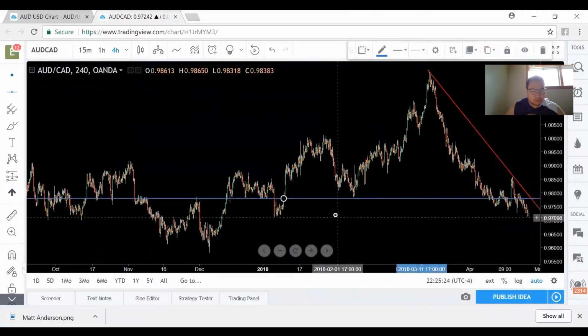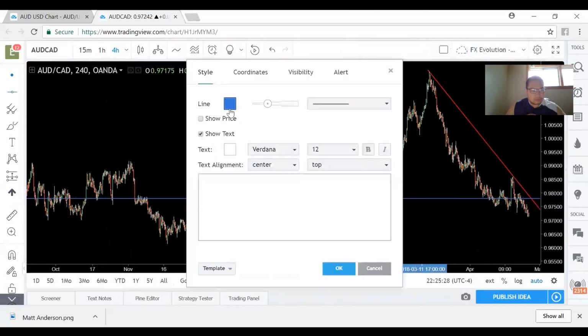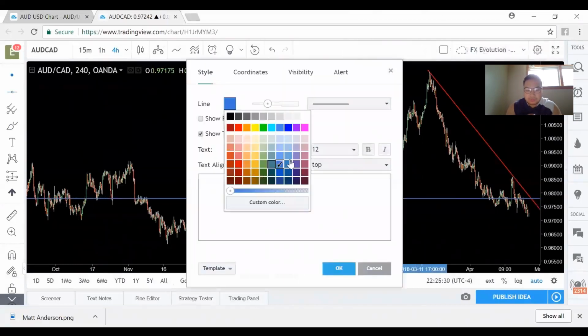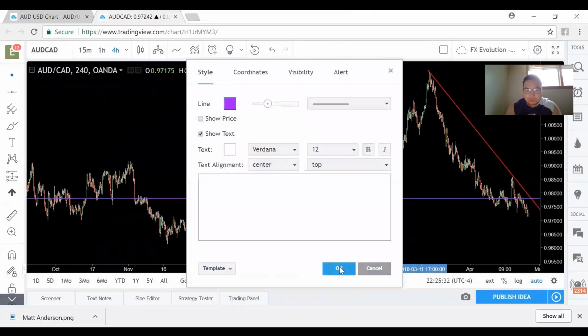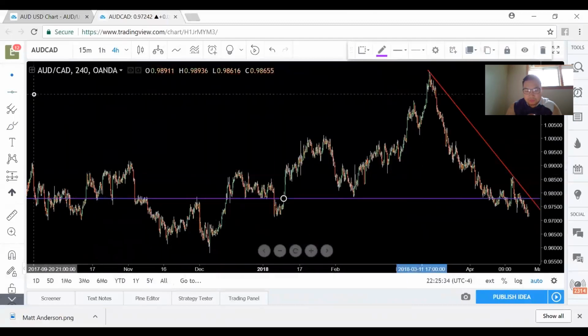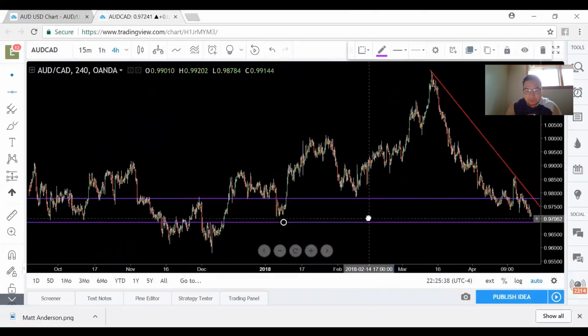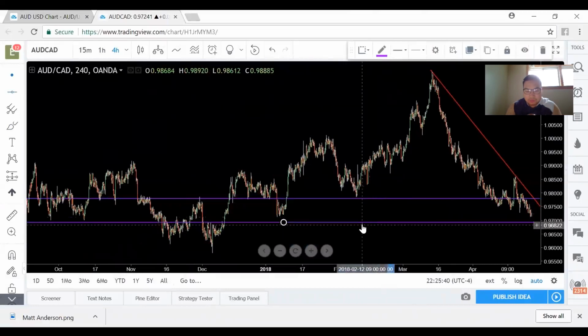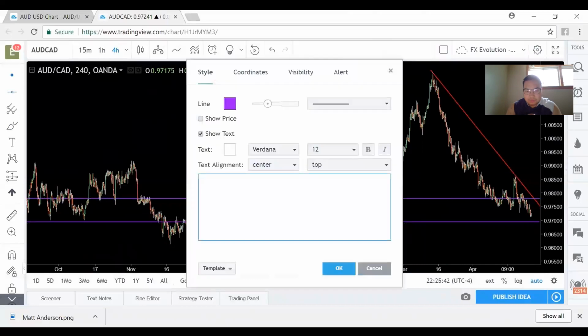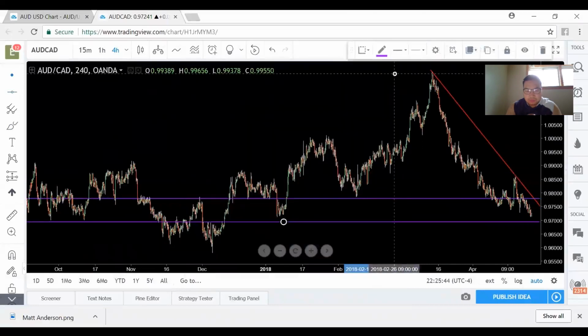They change color. Double click on it. They move it. Click and drag.